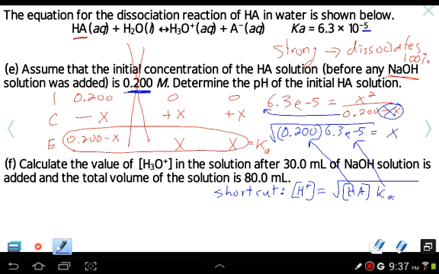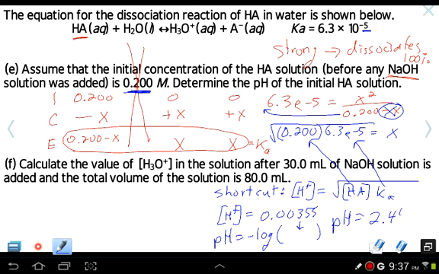So go ahead and do the calculation there. 0.200 multiplied by 6.3 times 10 to the negative fifth. Square root that, and you should get H plus to be 0.00355. And if you negative log it, you'll get the pH. Let's negative log that number. And our pH comes out as 2.45. And that's our pH. So think through this. This is a very important skill to be able to get the pH of a weak acid, and that's essentially what this is.